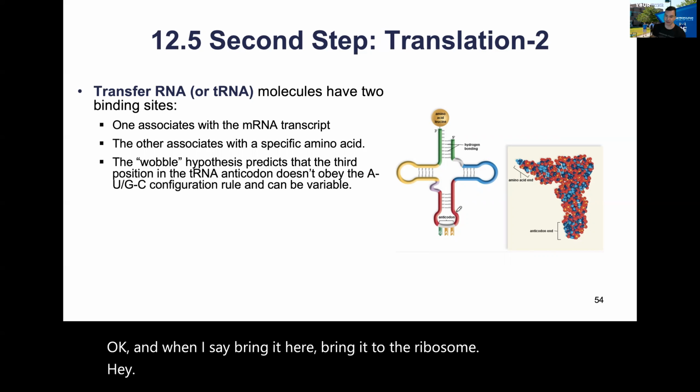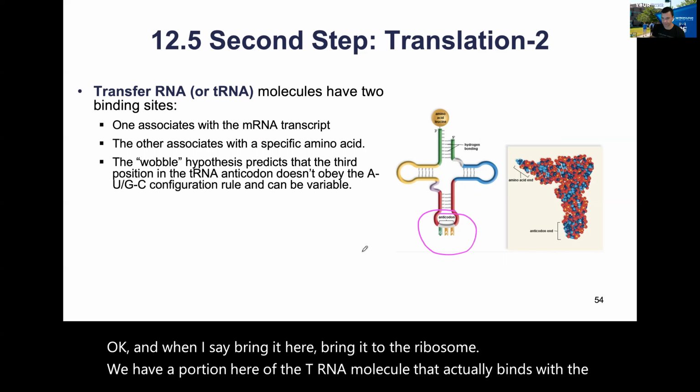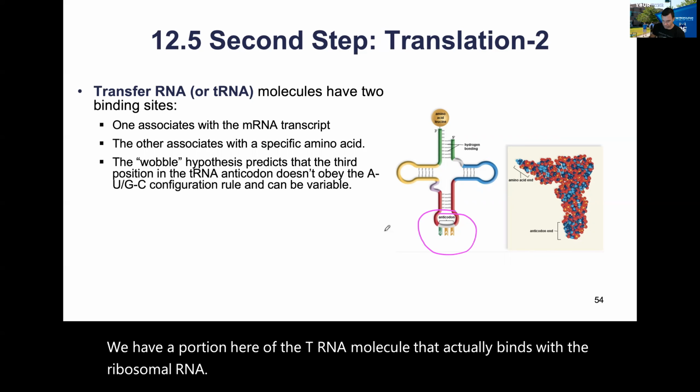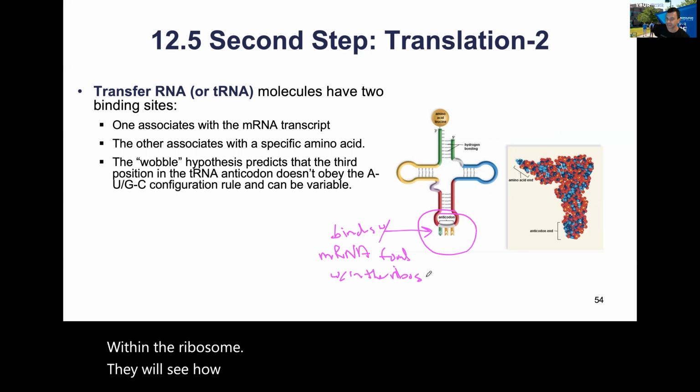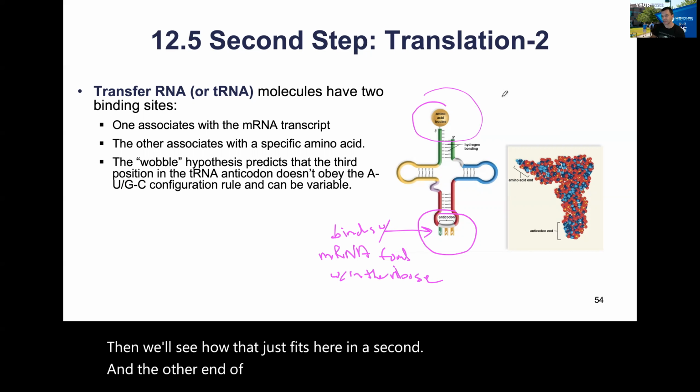We have a portion here of the tRNA molecule that actually binds with the ribosomal RNA. This right here binds with mRNA found within the ribosome. And we'll see how that just fits here in a second. And the other end of the tRNA molecule binds to the amino acid.